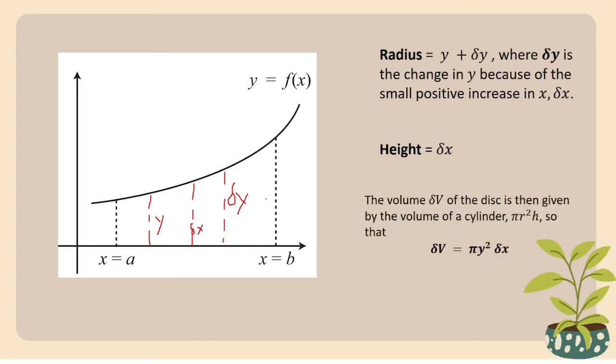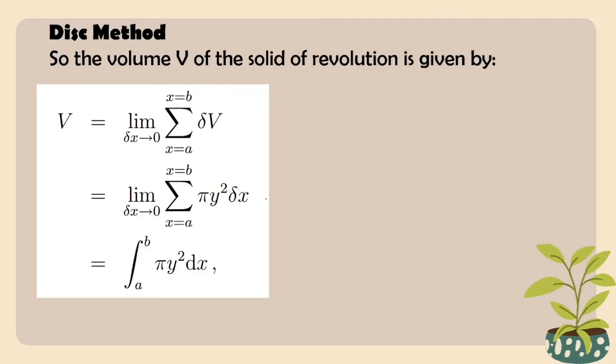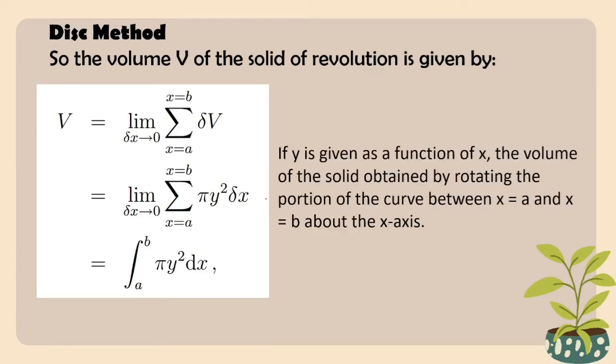And of course, the volume of the disk is given by the volume of a cylinder, pi r squared h, so that we come out with this one: the delta V, or our volume here, is pi y squared delta x. Now remember that the formula of a cylinder is pi r squared h. The disk is not a cylinder, right? But it is very close to one. Thus, we approximate the disk with a cylinder of thickness or height delta x and radius y. So the volume V of the solid of revolution is given by this one.